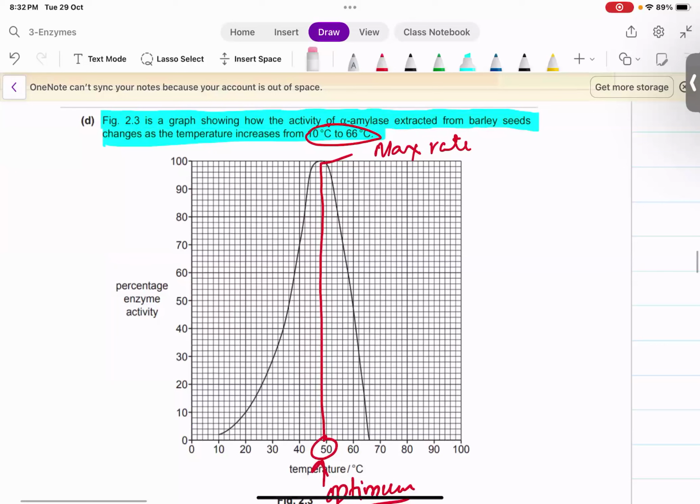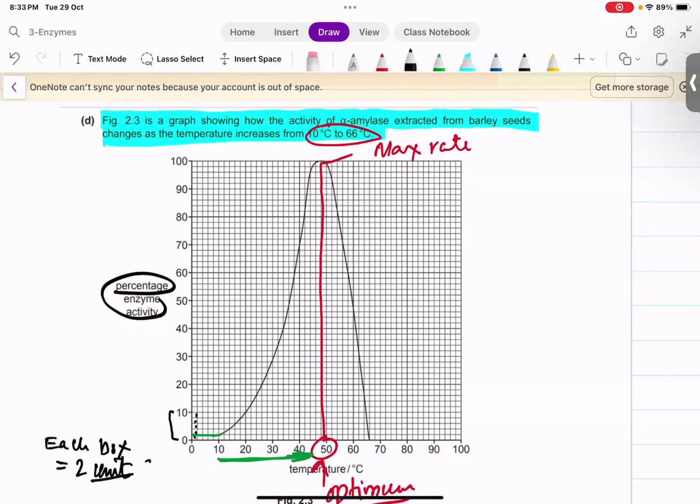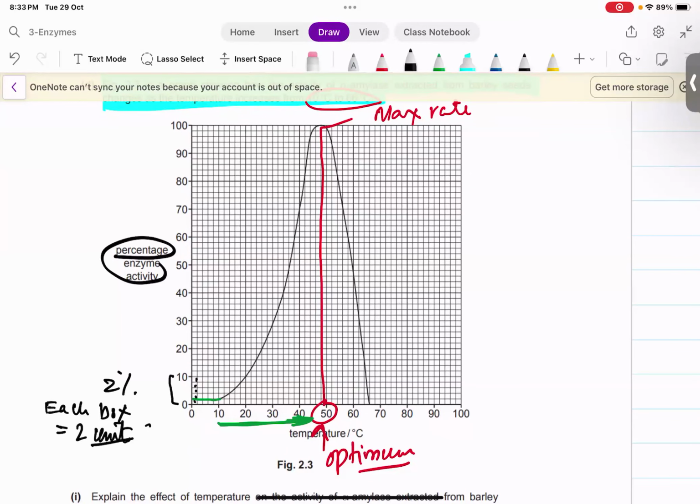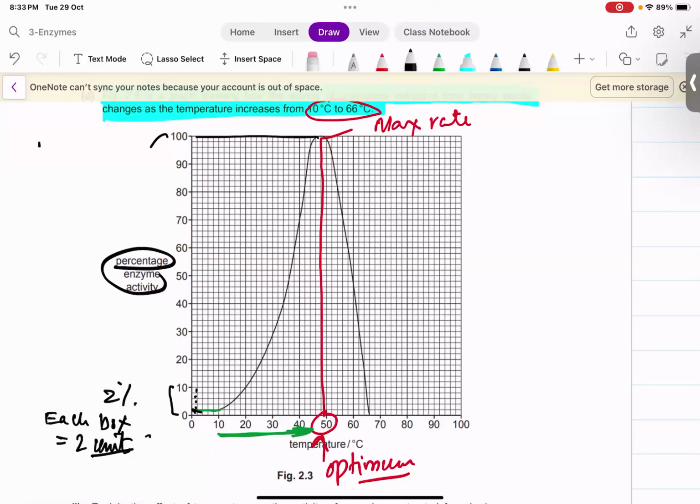Okay. So as you increase this temperature from 10 degrees Celsius to this 50 degrees Celsius, an optimum temperature, the rate increases from this value. You can take this value like, this box has been divided into 10 units. So there are 1, 2, 3, 4, 5 boxes. So each box is equal to 2 units. Okay, so this is percentage enzyme activity. So it is 2% enzyme activity at this point, and this is 100% enzyme activity at this point. So when you increase the temperature from 10 degrees Celsius to 50 degrees Celsius, the rate increases from 2% to 100%.